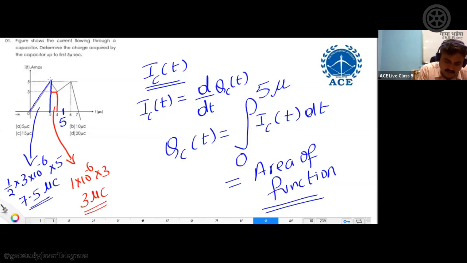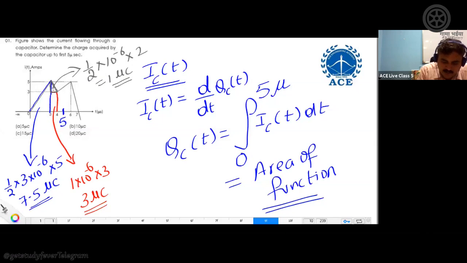Next, this small triangle is there. I'll use one more color. This small triangle, this part. So what is the area of this triangle? It is again half into base. Base is again 1 micro. Height will be 5 minus 3, 2. So this becomes 1 microcoulomb. Okay. Next.